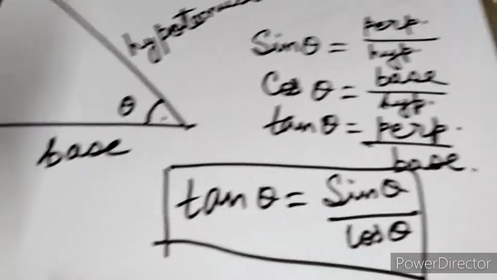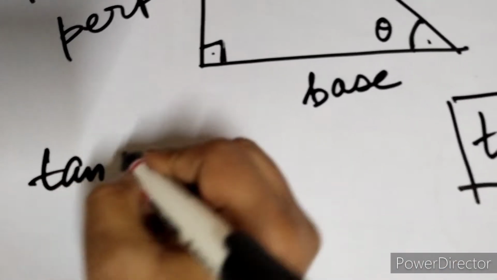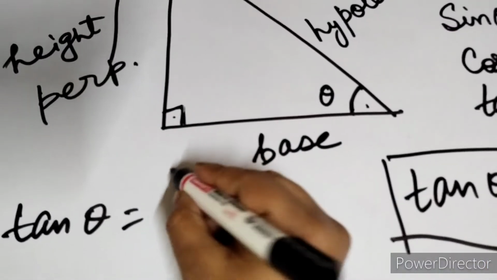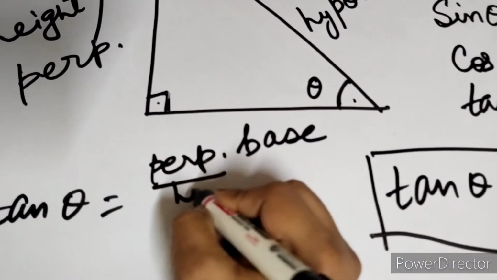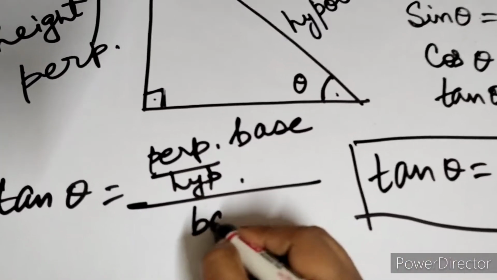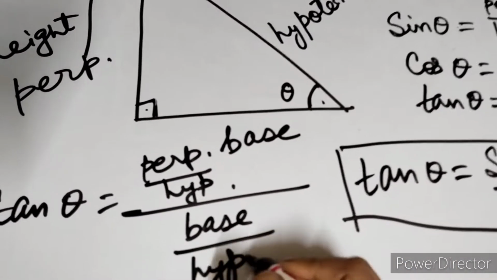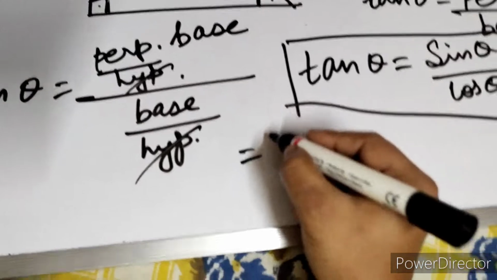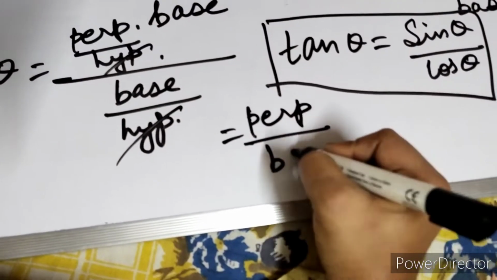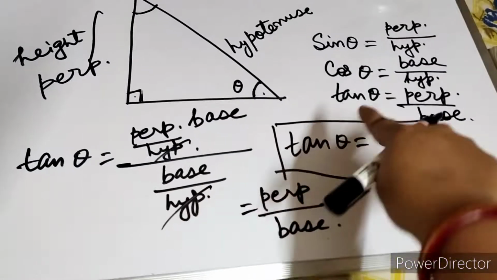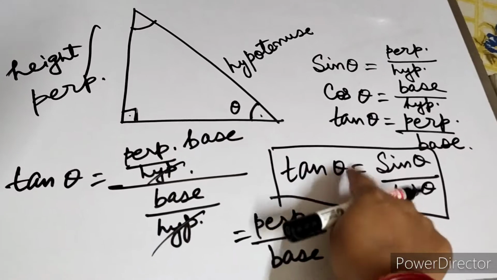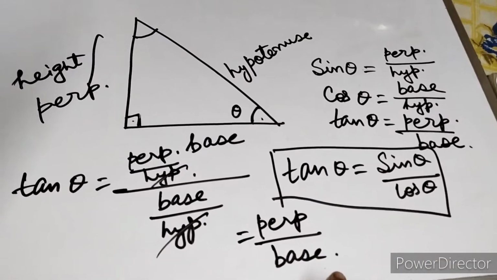See, if you consider that tan theta equals sine theta by cos theta, sine theta we have seen is perpendicular by hypotenuse and cos theta is base by hypotenuse. So perpendicular by hypotenuse divided by base by hypotenuse. See, this hypotenuse gets cancelled out, and so we find it as perpendicular by base. We have considered here also it is perpendicular by base, and by using this formula also we can find perpendicular by base.